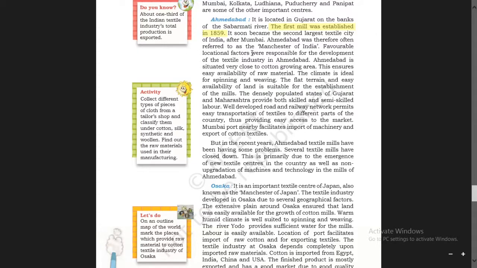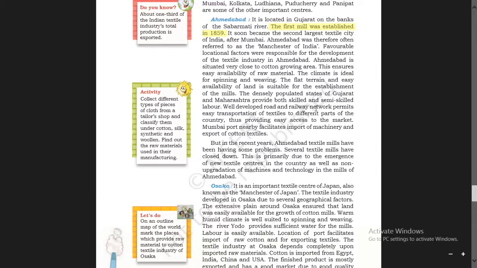Favorable locational factors were responsible for the development of the textile industry in Ahmedabad. You see, favorable, that means conditions, or locational factors were responsible in order to develop the textile industry in Ahmedabad. Ahmedabad is situated very close to cotton growing area. This ensures, means makes sure, easy availability of raw material. The climate is ideal for spinning and weaving. The flat terrain and easy availability of land is suitable for the establishment of the mills. The densely populated states of Gujarat and Maharashtra provide both skilled and semi-skilled labor.